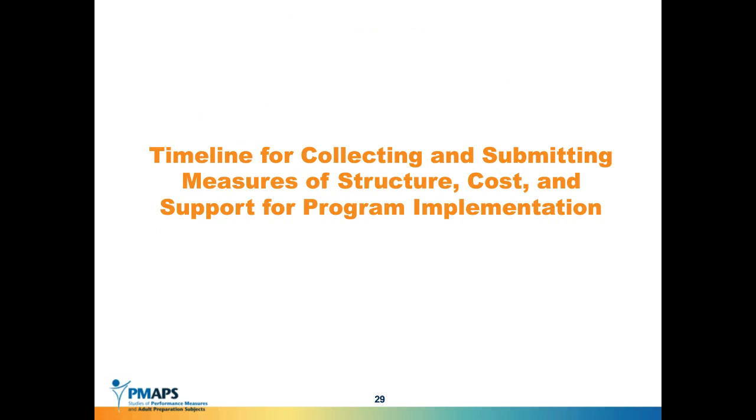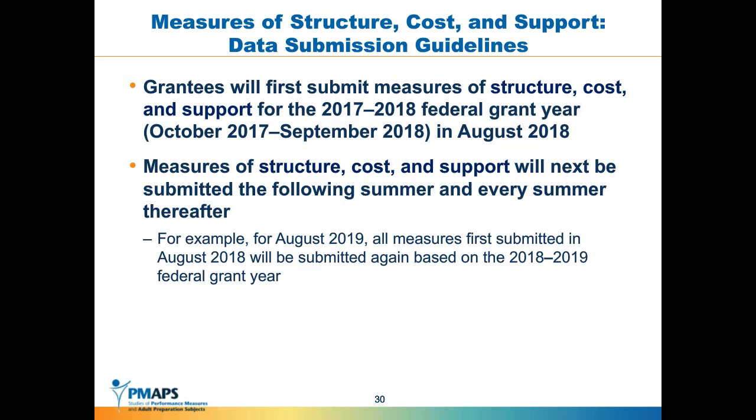So that just gives you a brief background on the performance measures related to program structure, cost, and support for implementation and their uses. So I want to next review the timeline for collecting and submitting these measures. Grantees will first submit measures of structure, cost, and support for the 2017-2018 federal grant year in August 2018. And again, these measures should reflect the structure, cost, and support for implementation of the PrEP programs that occurred between October 2017 and September 2018. And you should have all of the information that you need to report this set of measures in August, but it should reflect the full federal grant year that ends in September.